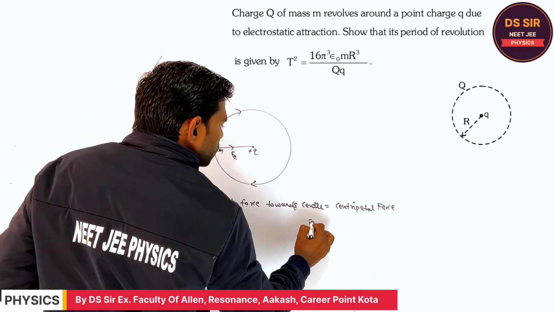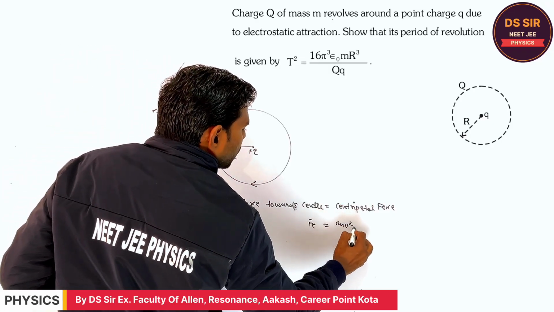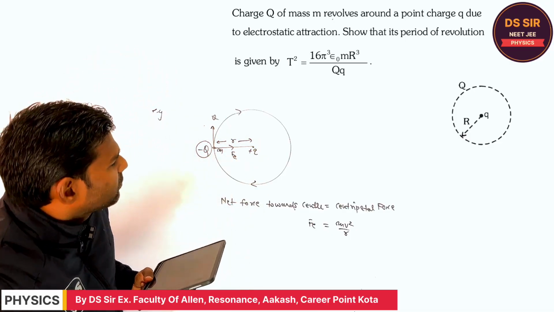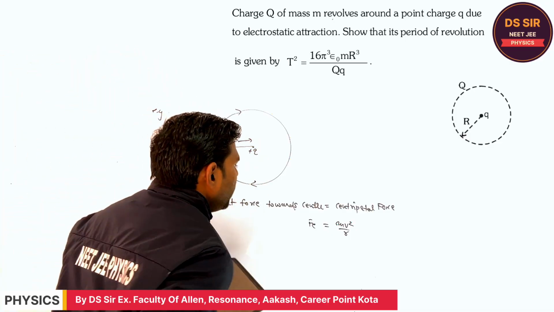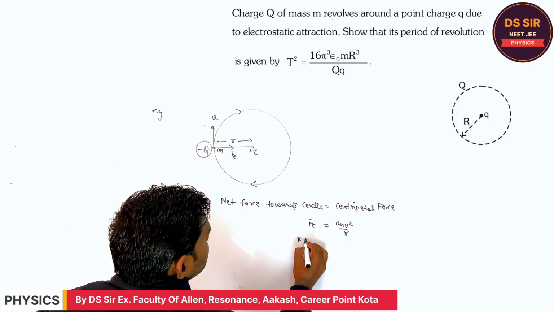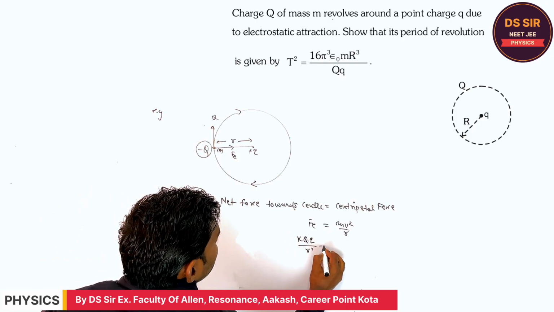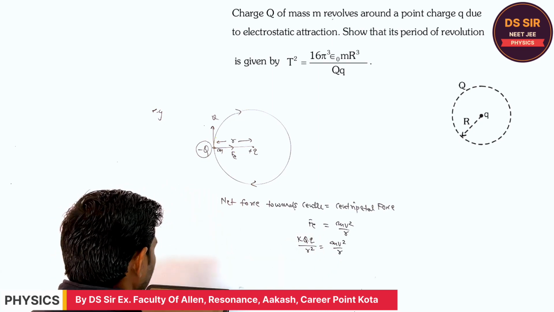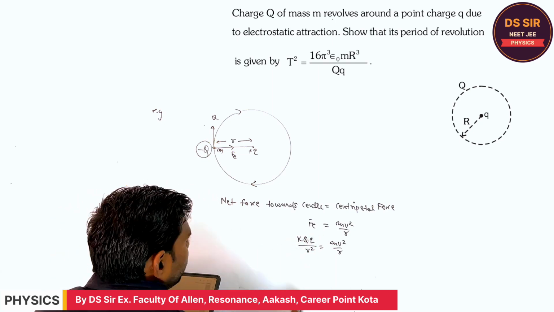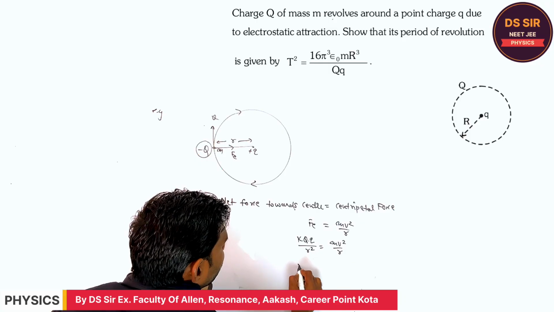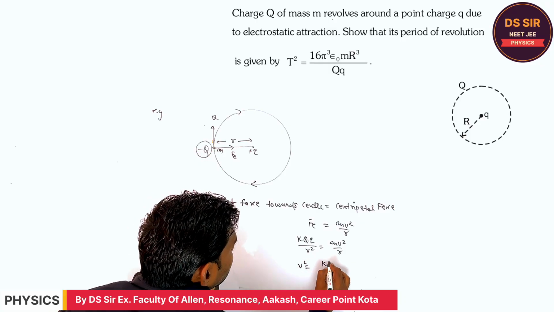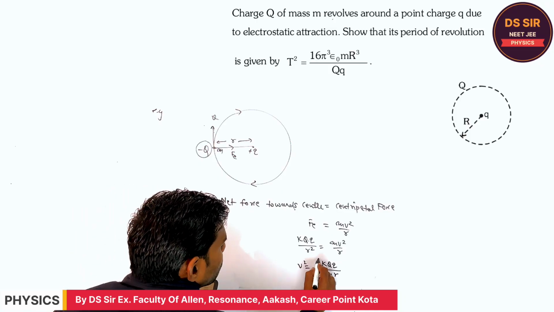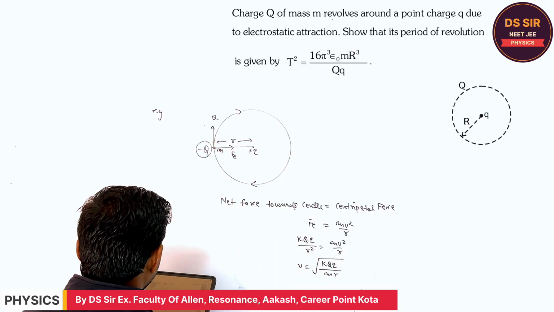So the electrostatic force will provide the required centripetal force. If we assume the radius of the circular path is r, fine. The electrostatic force KqQ upon r square is equal to mv square upon r. Are you getting? Yes. So from here we can find v square is nothing but KqQ upon m into r. Is it clear or not? So the speed I can write in this way.